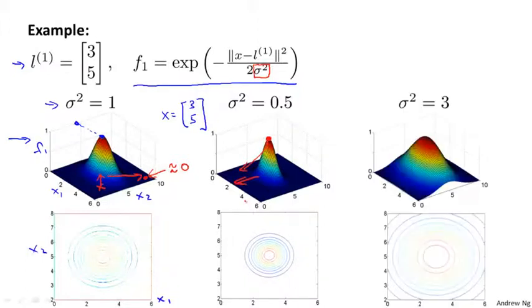And conversely, if you were to increase sigma squared, so here I've set sigma squared equals 3, in that case, as I move away from L, so this point here is really L1, located at 3, 5, shown up here. If sigma squared is large, then as you move away from L1, the value of the feature falls away much more slowly.